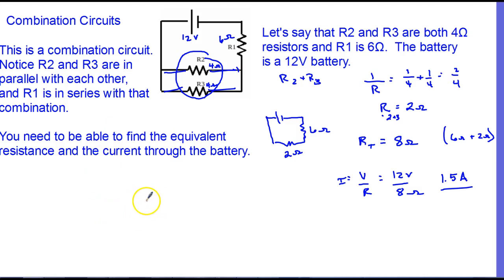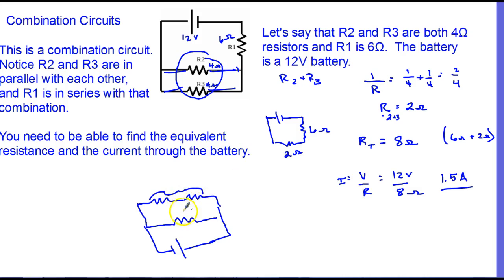Okay, if it had been 2 series things in parallel with one thing, there's the battery, we would add these together using the series rule, and then I'd have 2 resistors in parallel, and I would add them using the parallel rule.